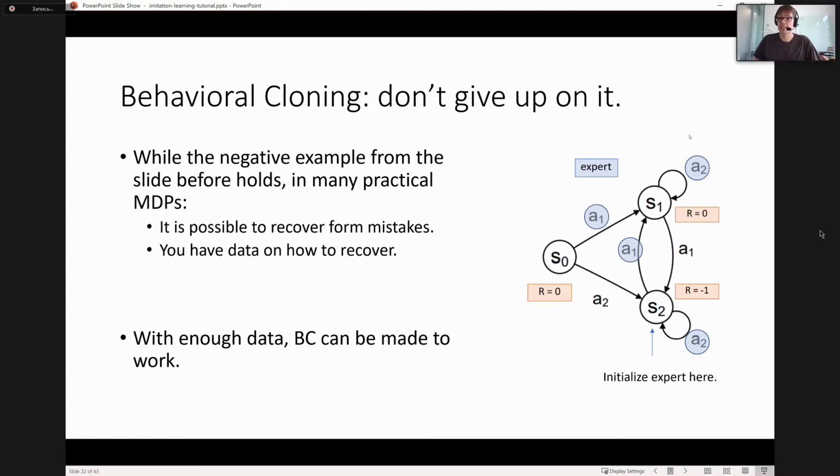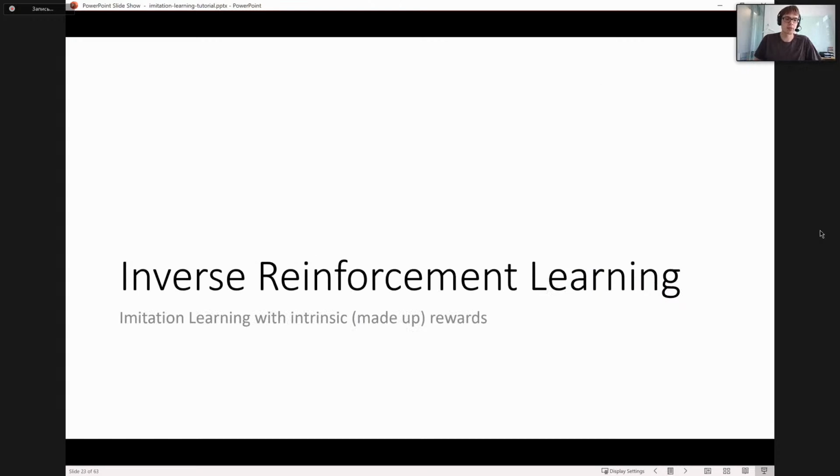Of course, the thing is that it requires data. I have to go to the expert and ask them to please provide that data. And once I have that data, behavioral cloning on this new bigger data set will work. So the conclusion here is that if I have enough data, then behavioral cloning can be made to work. Once I force the expert to be initialized in that state, the expert is going to pick that action. Okay, so we've covered behavioral cloning.